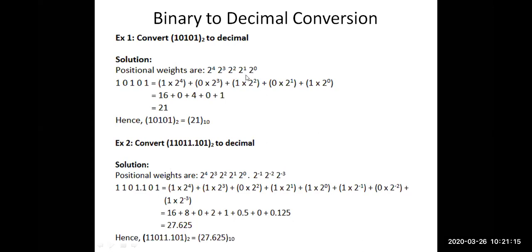Okay, so 2 raised to 0 multiplied by 1, then 2 raised to 1 multiplied by 0, 2 raised to 2 multiplied by 1, and so on. And then add all these numbers. So this is very easy.